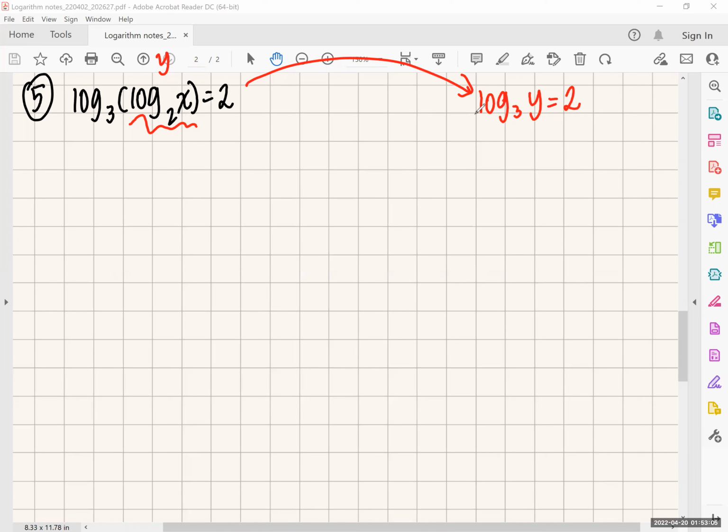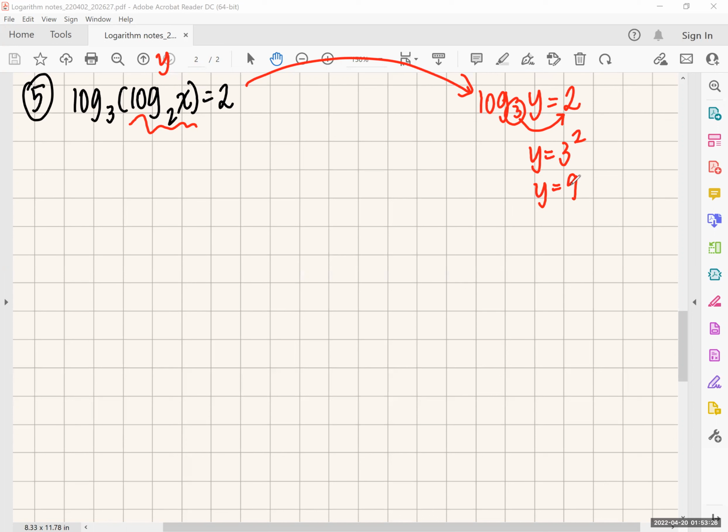Same thing, like last lesson, we realized that if I have a log of something equal to a constant, to get rid of the log, I can use this technique called the push-up method, right? So I'll get rid of the log. So I know that y is equal to 3 to the power of 2. And therefore, I know y is equal to 9.